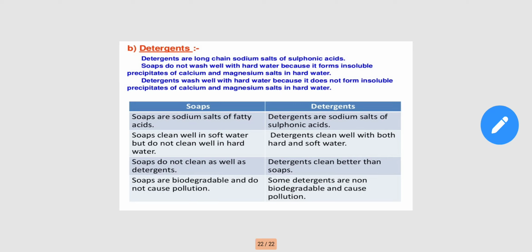Okay, in this chapter we learned the importance of carbon, hydrocarbons, functional groups, ethanol and ethanoic acid, soaps and detergents.